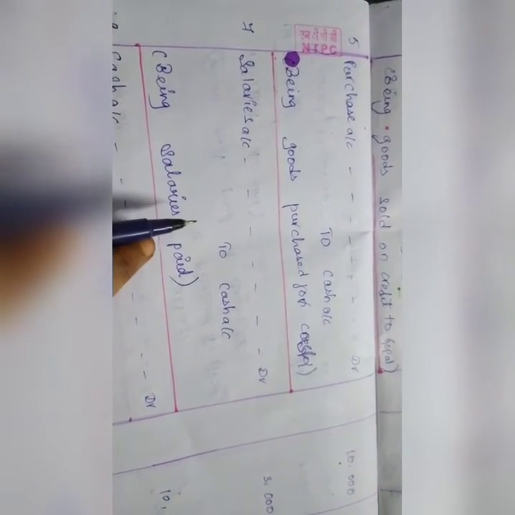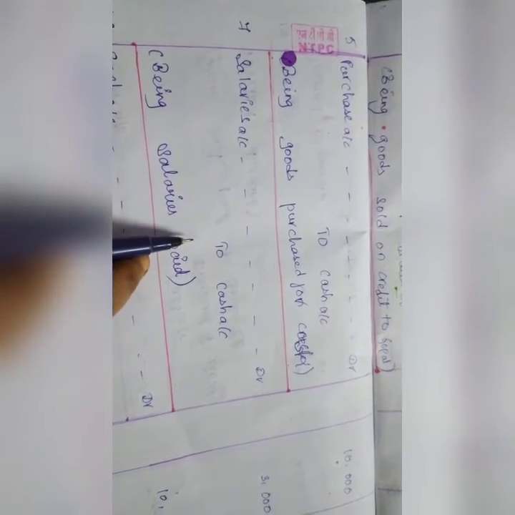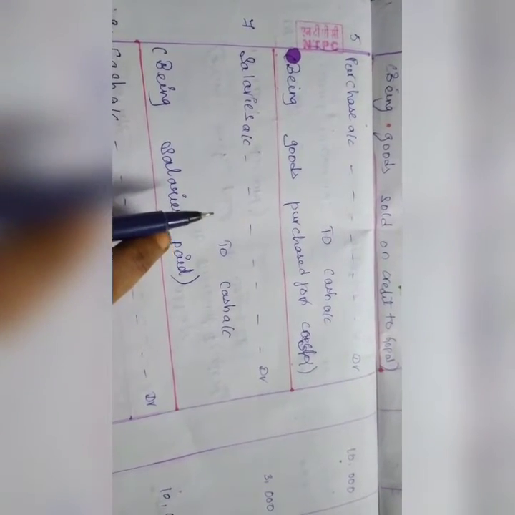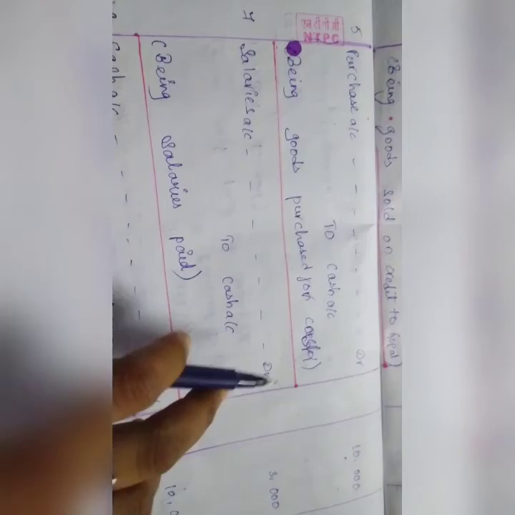On 7th, salaries paid. Salaries account debit to cash account. And the amount is 3,000. And 8th, cash sales. Cash account debit to sales account. The amount is rupees 10,000. And narration is being goods sold for cash.